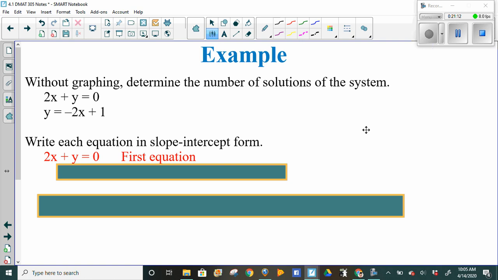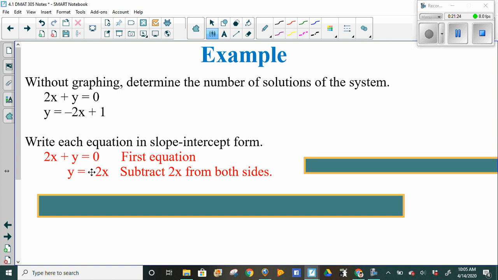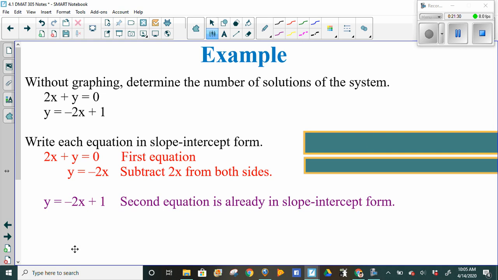So without graphing, determine the number of solutions. So first equation, we're going to take the 2x, subtract it, and move it to the other side. So when we do that, we get y equals negative 2x. And then our second equation, it's already good to go. It's already in y equals form. So now I see the number in front of x is negative 2 and negative 2. So these are either the same line or they're parallel. But this is going to be plus 0, where this is plus 1. So since they have different y-intercepts, this is going to make them parallel.